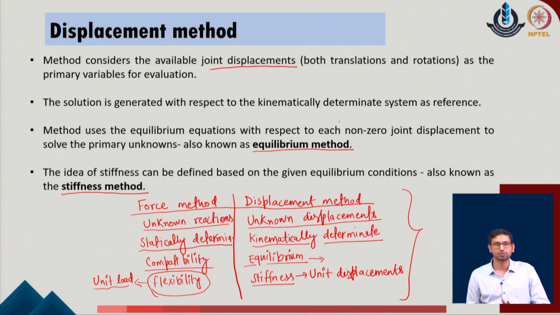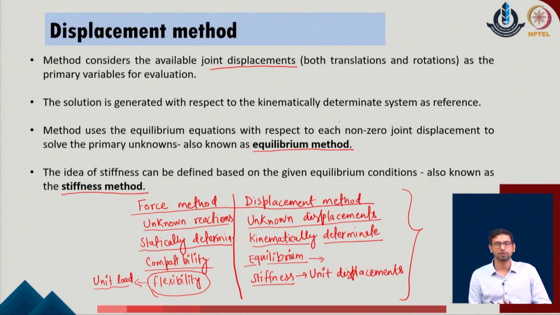The displacement method, as we see, is very much similar to the force method in terms of certain of its attributes, and while looking at the method we will try to recall what we did in the force method so that we can draw the parallels between both the methods. As the method primarily looks to evaluate the unknown joint displacements, we call it the displacement method.